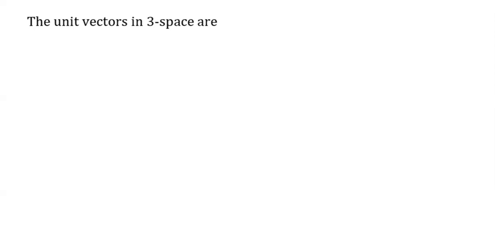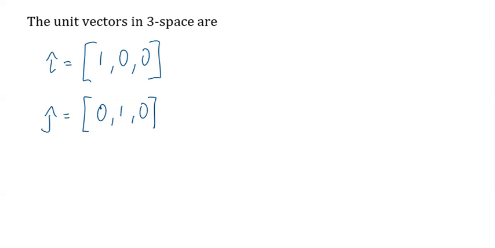Well, they are i hat, which is 1, 0, 0. In 3 space, we always have 3 coordinates. j hat is 0, 1, 0. And what do you think the third one is? k hat. So this is what I mean. Almost everything we do today, except for maybe drawing 3D vectors, is exactly what you would expect. Do we just go up one letter to k and put a hat on it, and then the 1 goes in the z spot? Yes, exactly, that's what you do. Okay.